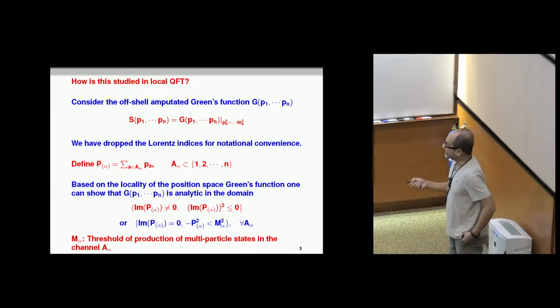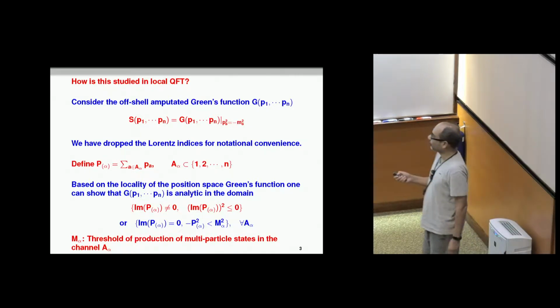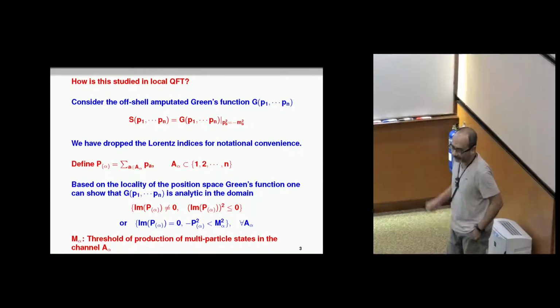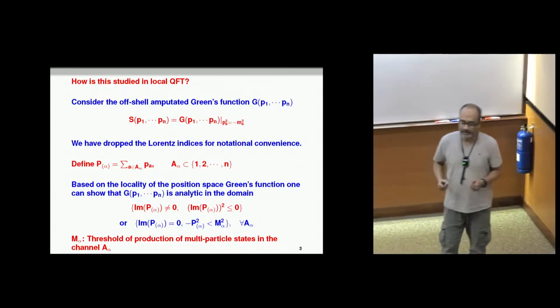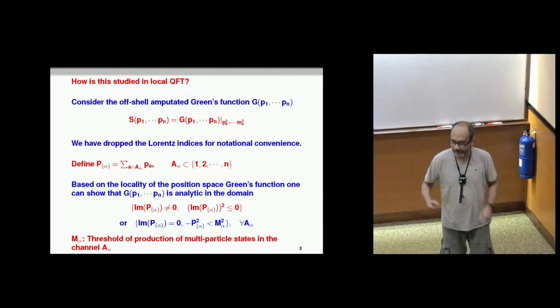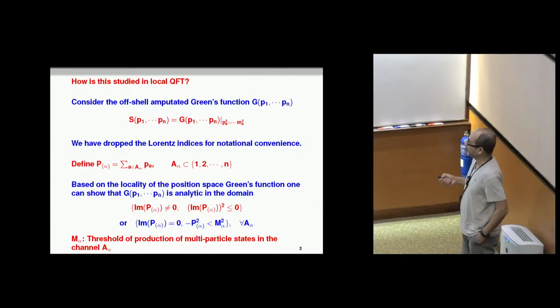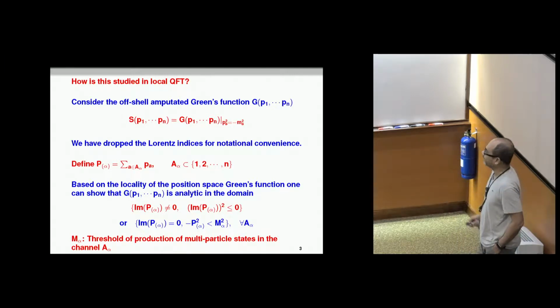Now, this is a result that is the starting point of the whole game. I'll not prove this result, but the way it's proved is that you start by using the locality of the position space Green's function, which means that certain combinations vanish because the commutators outside the light cone vanish. Starting with these identities in position space, one can show that the Fourier transform is analytic in a certain domain. This is the important domain of analyticity.